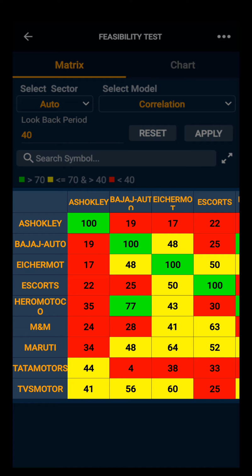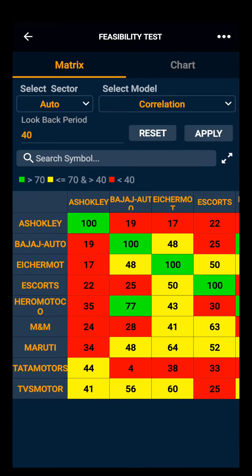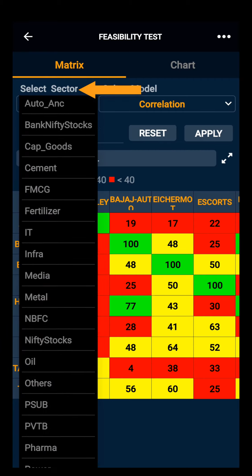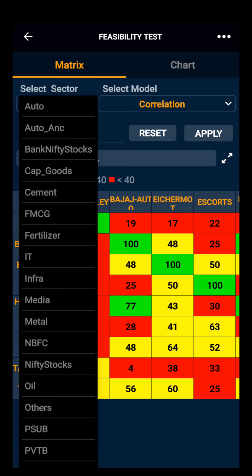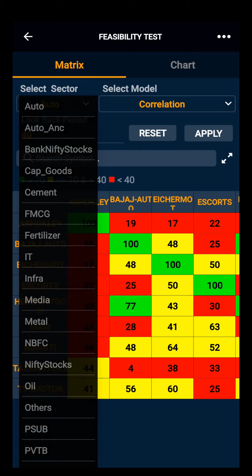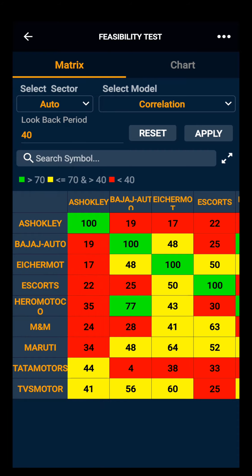Here in metrics, you have an idea about the relationship between different stocks in a sector. Moving ahead, you can see the select sector. You can select your desired sector. As of now, we are taking auto sector. Here you might see some sectors that are not similar to the exchange sector. The reason for that is this sector has all the particular stocks that are in the derivatives on that particular sector.